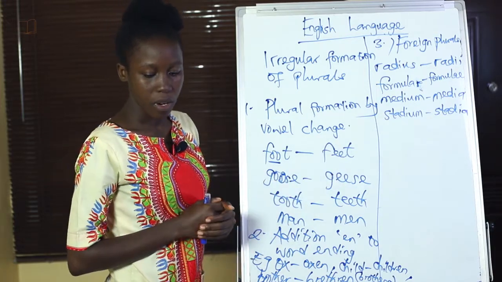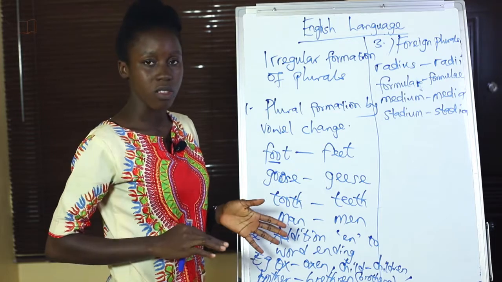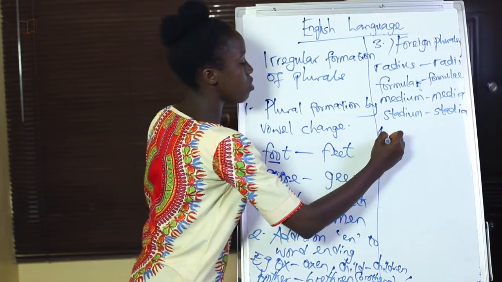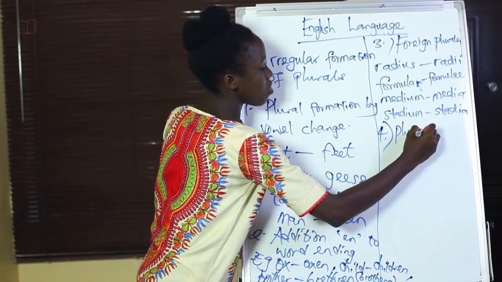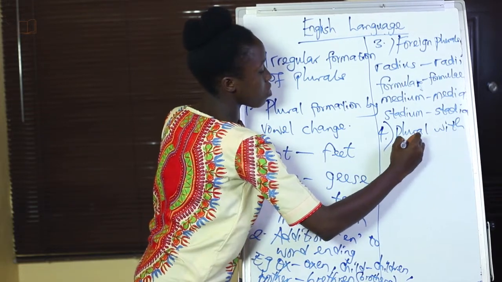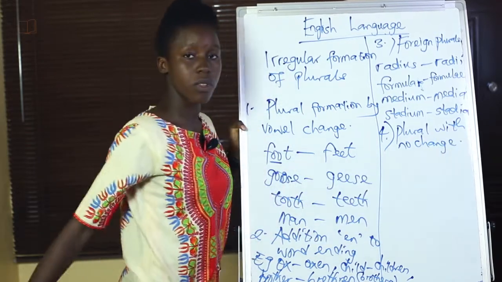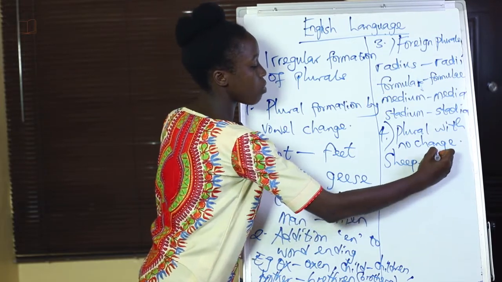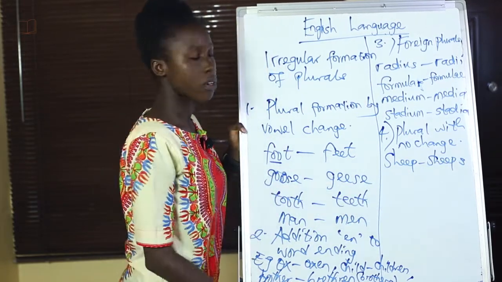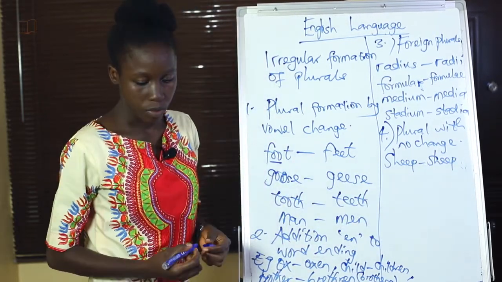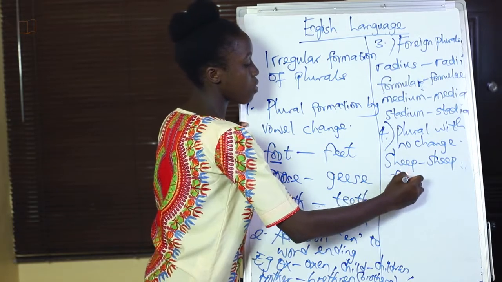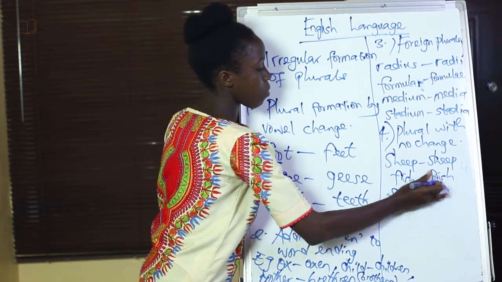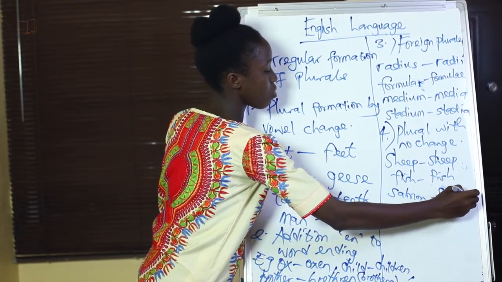Then we have plurals without change, where the singular is also the same as the plural form. Plural with no change. Examples under that, we have sheep. You don't change the plural of this. You don't say sheeps. It is very wrong. Sheep is sheep. We have fish, fish is fish. Salmon is salmon, and so on and so forth.